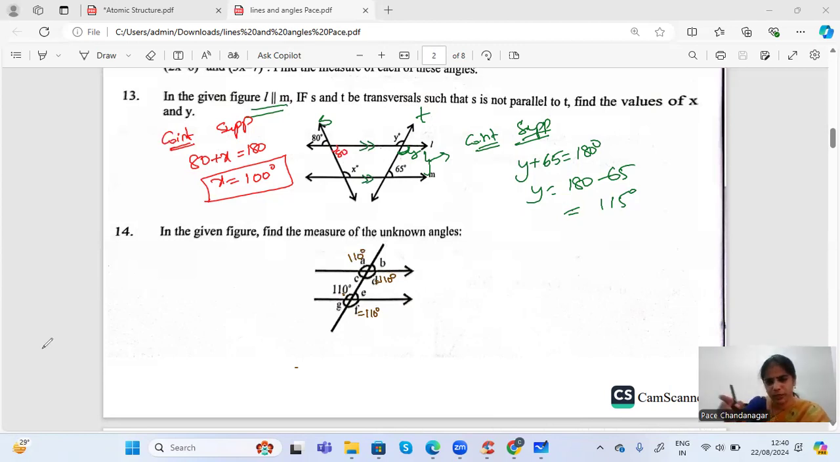Now that we are done with one pattern, the other pattern is what we are looking at. When that is 110, B will be 180 minus 110 because they are supplementary angles. They are forming a linear pair, isn't it? So B will be 180 minus 110, which is 70. When that is 70, C will be 70, vertically opposite. When C is 70, E will also be 70, alternate interior. When E is 70, G will also be 70 because they are again vertically opposite. Is that clear? Questions are too easy if you understand the concept. Okay, right.